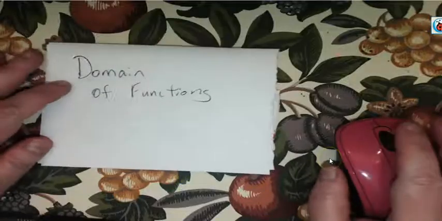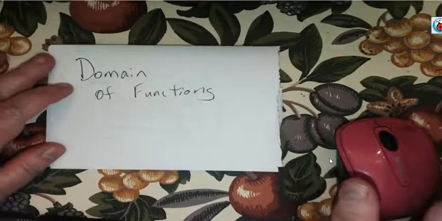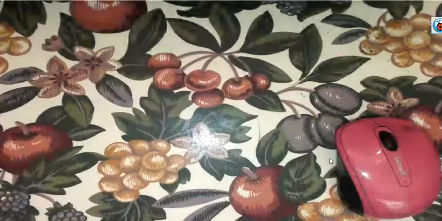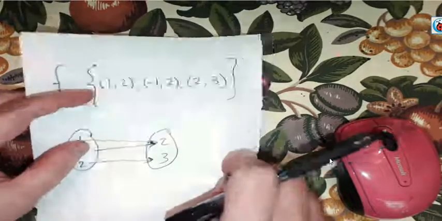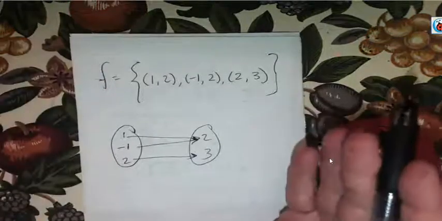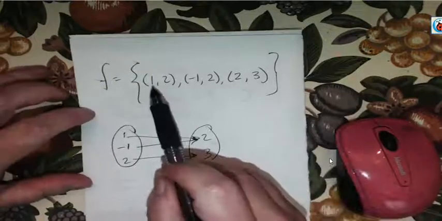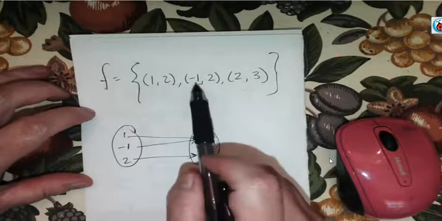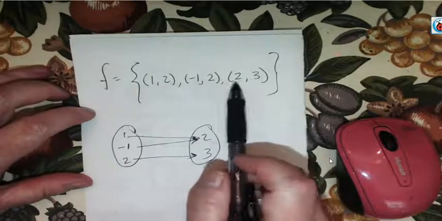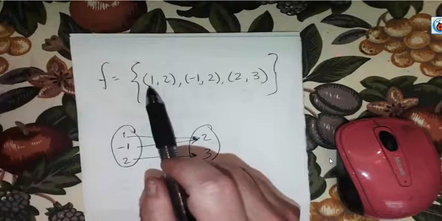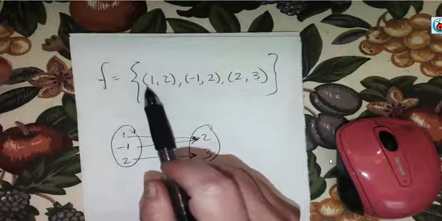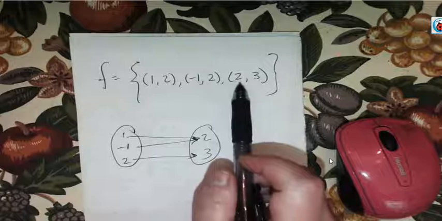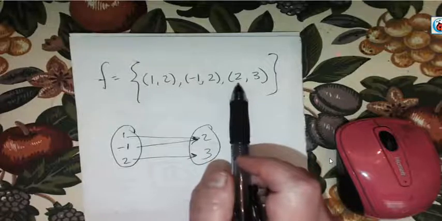In this video, we're going to be looking at the domain of a function. So, if we've got something like this, well, first of all, is it a function? When it's presented in this form, I'm just looking to see if there's any repetition of first entries, and there's not. The 1 is not repeated as a first entry anywhere. Neither is -1 repeated. 2 is not repeated as a first entry anywhere, so it's perfectly fine.